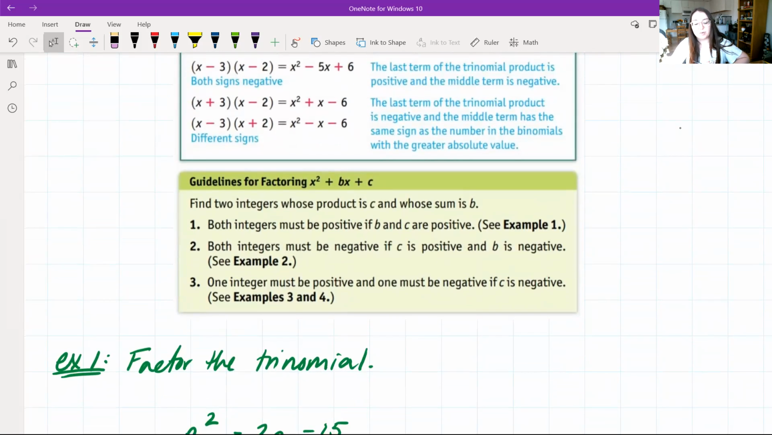So some guidelines for factoring x squared plus bx plus c. This is how we'll express it. Find two integers whose product is c and whose sum is b. Then both integers must be positive if b and c are positive. Both integers must be negative if c is positive and b is negative. And one integer must be positive and one must be negative if c is negative.